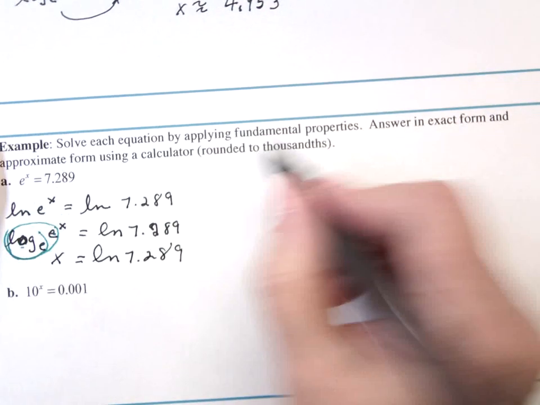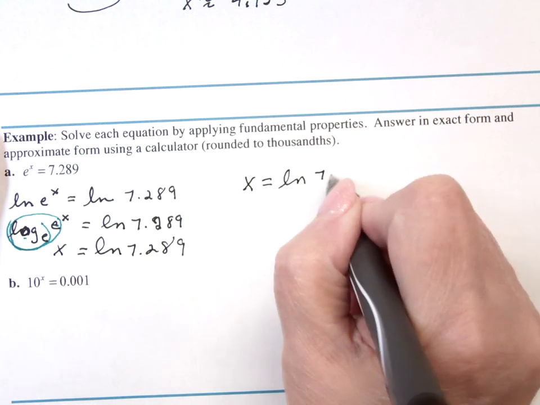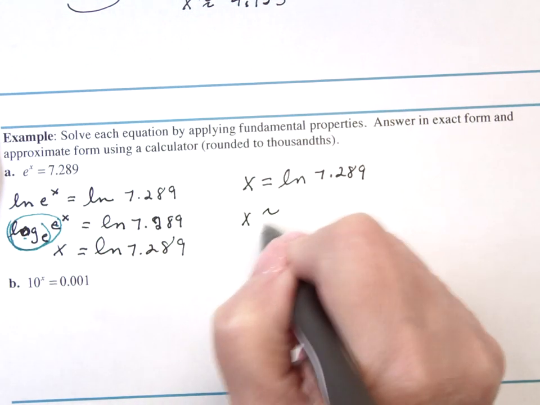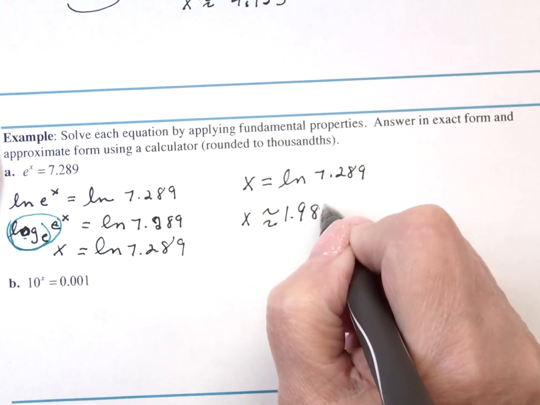So the exact answer is x is the natural log of 7.289, and the approximate answer is x is approximately 1.986.